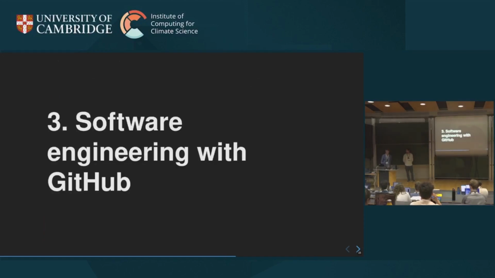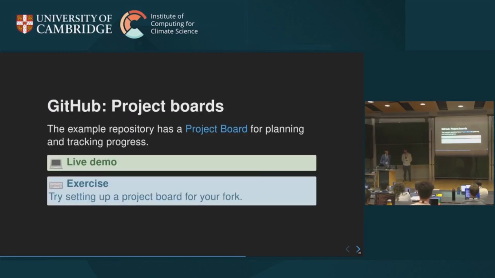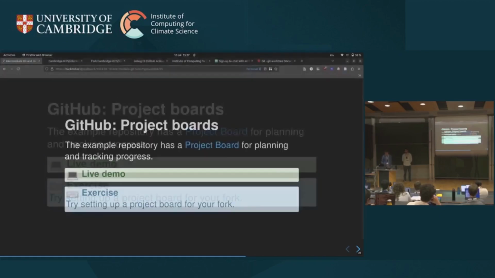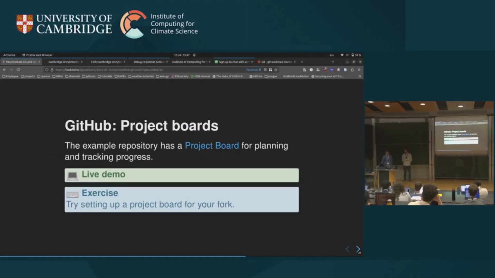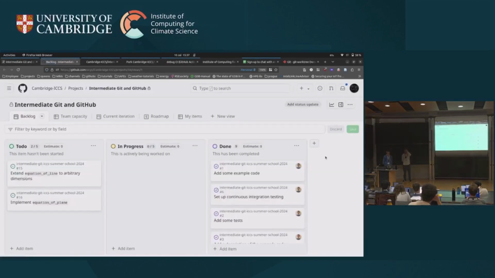So finally, we'll go on to the last section, which is on software engineering with GitHub. We've already touched on this a little bit. One of the other things that we find really useful and that we use all the time in ICCS is the idea of a project board. The example repository has a project board. I was opening it in another tab just to show you what it's all about.